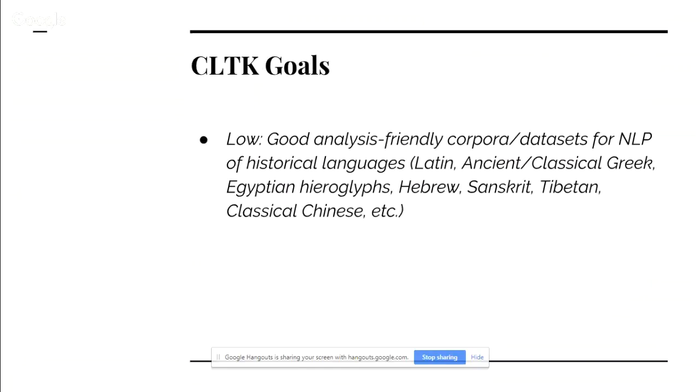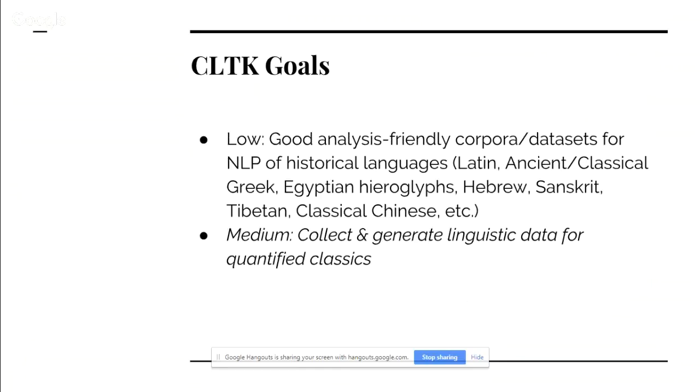Okay, so what are the goals of the Classical Language Toolkit? Well, the first thing we want to do is make sure that we have text available. If we don't have text, we can't have text analysis, right? So we want to make sure that we have corpora that can be processed, again, for that full range of historical languages. Much more interesting as the work continues, as the language support increases, we want to be able to start generating, collecting linguistic data.